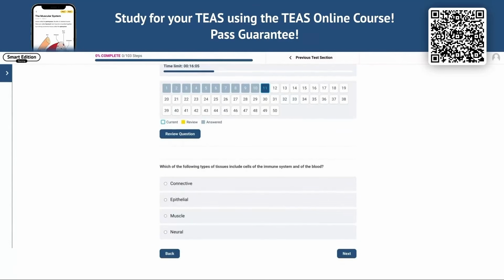Which of the following types of tissues include cells of the immune system and of the blood? Connective, epithelial, muscles, or neural? The answer is A, connective.